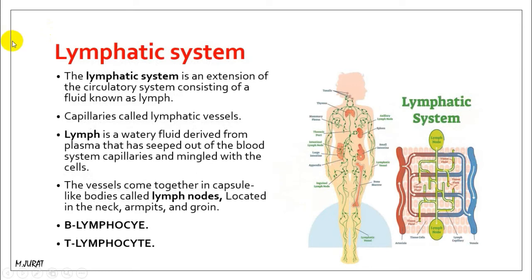The other title that we are going to discuss is the lymphatic system. The lymphatic system is an extension of the circulatory system, and consists of a fluid known as lymph. This lymph is a watery fluid derived from the plasma of the blood, and this fluid starts moving in capillaries and mingles with the cells, and the vessels that carry that fluid are lymphatic vessels, and they can make nodes, circular structures. We can call them lymph nodes.